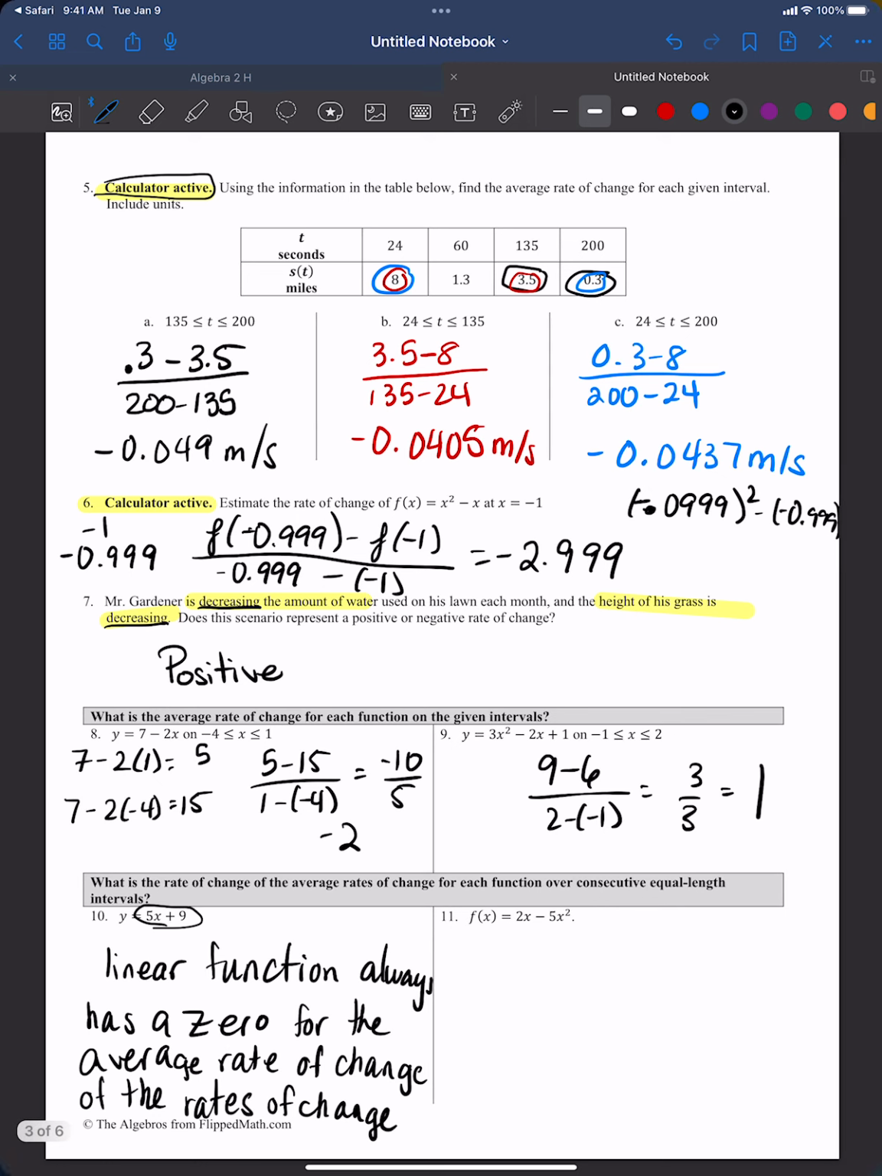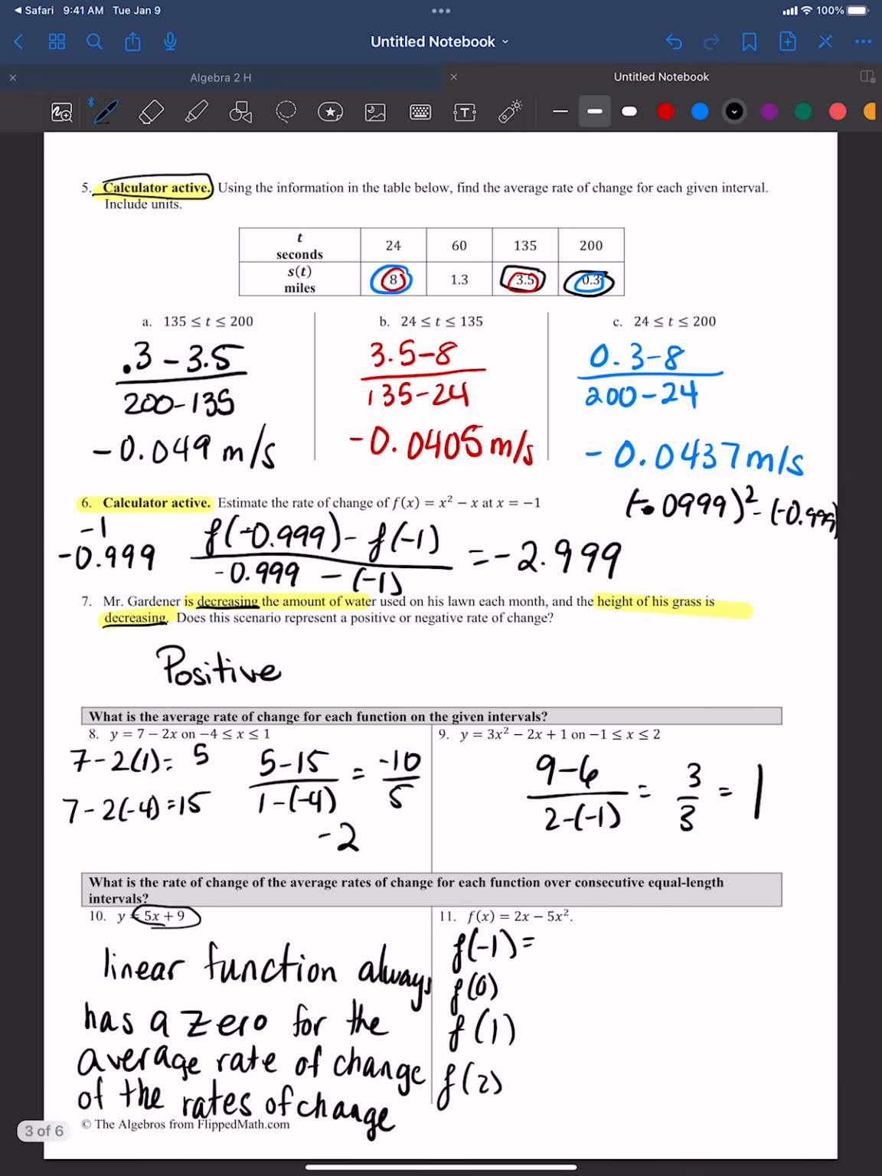So for example, here I have 2x minus 5x squared. I want to do f of negative 1, f of 0, f of 1, and f of 2, right? I want to have at least 4 points so I can determine what I'm looking for. I'm actually not going to plug all these in. We're in AP, so we just have to plug in the values, and we'll get that the first one is negative 7, 0 is 0, 1 is negative 3, and at 2 it is negative 16.